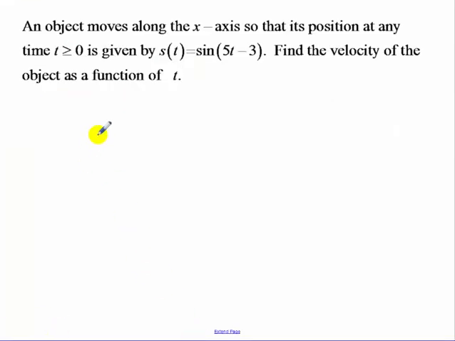Okay, an object moves along the x-axis so that its position is given by the position function. Find the velocity. Remember, the derivative of position is equal to our velocity function.